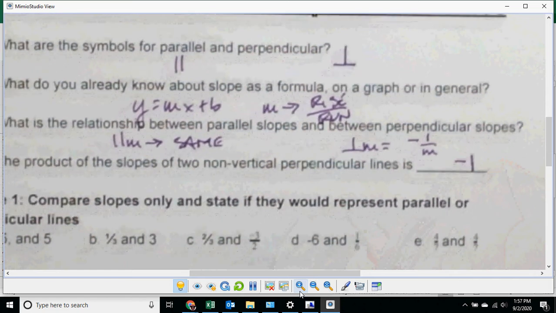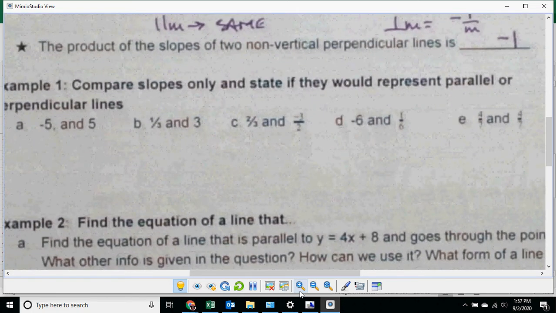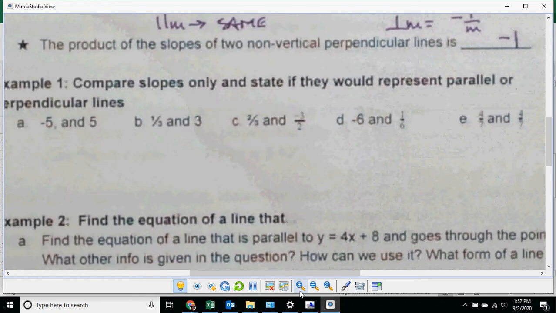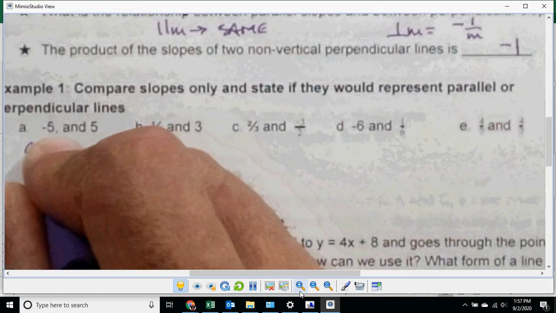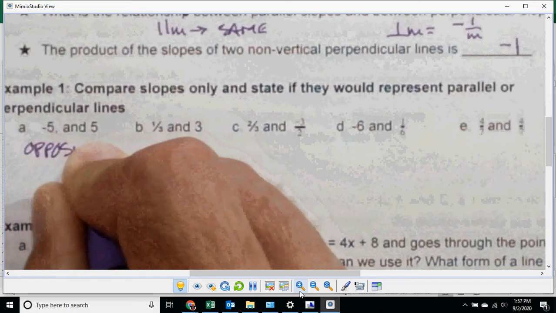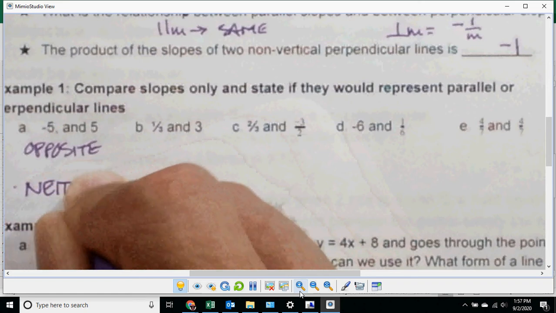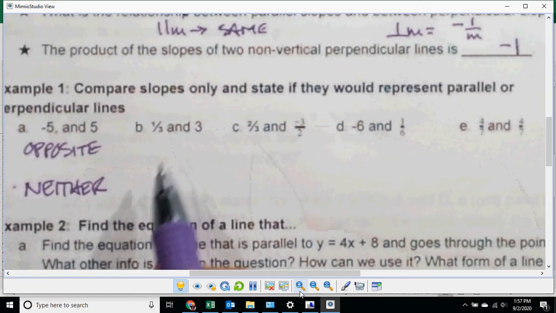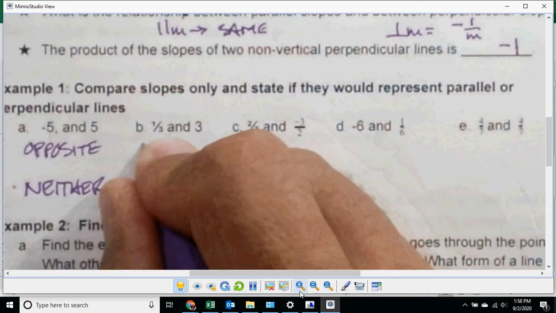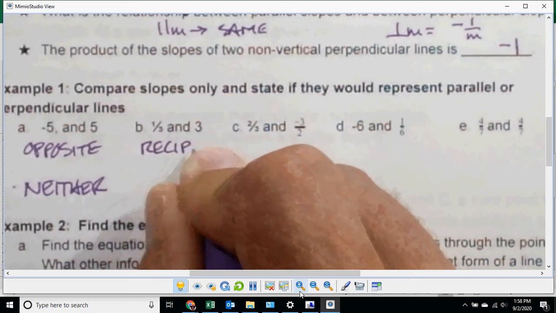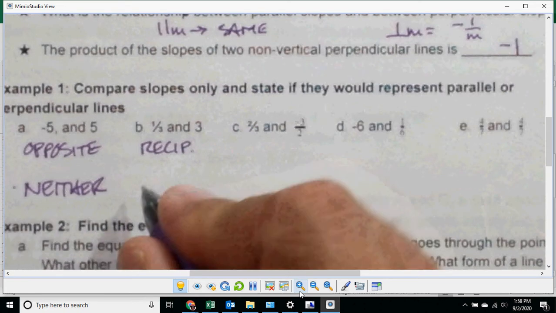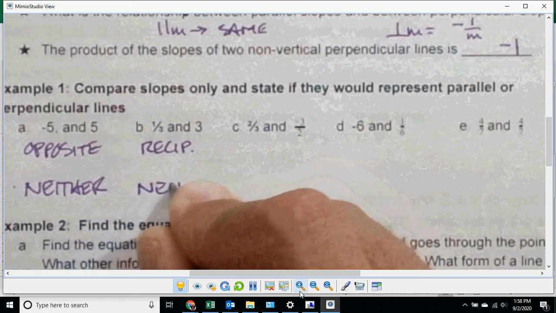All right? So let's look at these slopes and compare, see are they parallel, perpendicular, or neither. So negative 5 and 5. Negative 5 and 5 are only opposites of each other. So this is neither. All right? 1/3 and 3. These are only reciprocals, so that means they're neither.